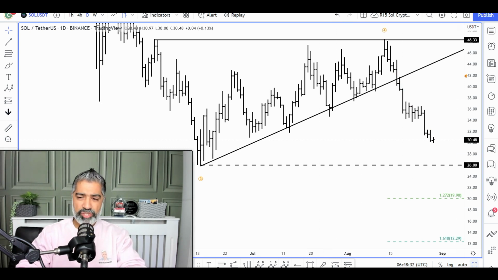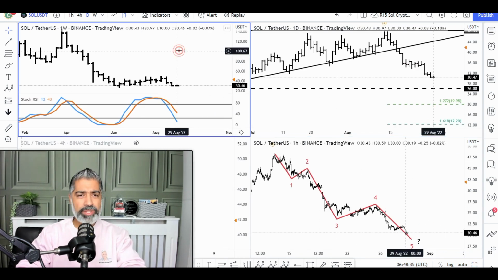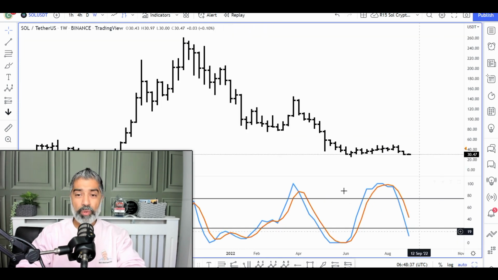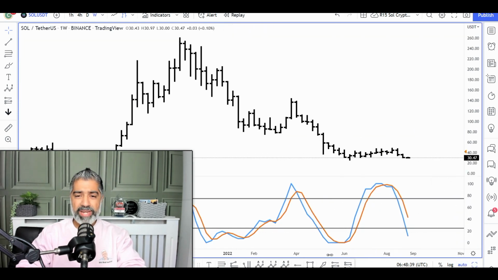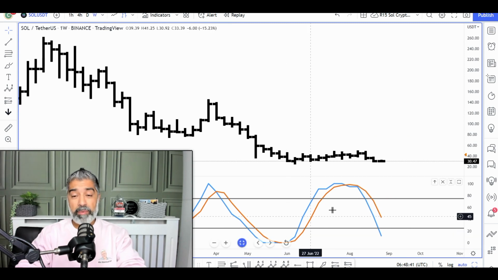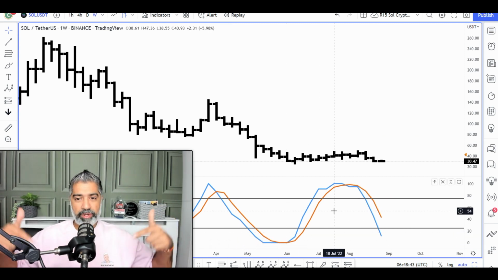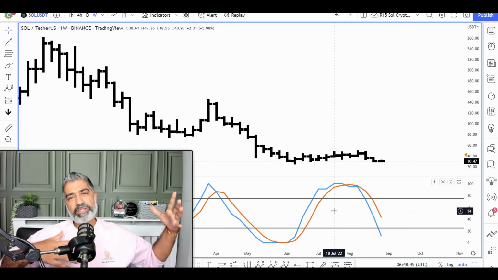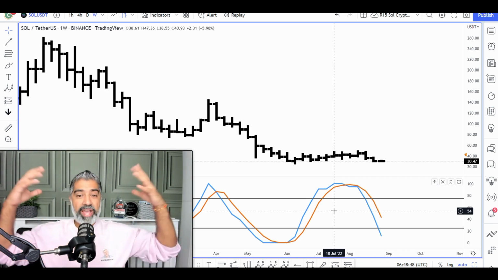So I'm going to pop out of this chart, and we're going to go into the top left on the weekly chart. And the weekly momentum gives us a big clue. The momentum, what I'm referring to, is the blue and the red line at the bottom of the chart. And it tells us the larger degree momentum. What's the higher degree trend?